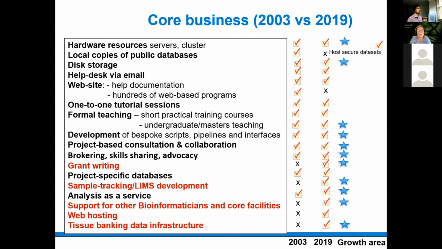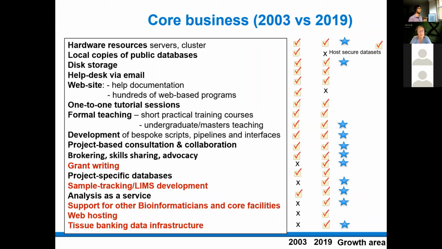Keeping very large copies of public databases, not so much, they're just too big. But subsets, yes, and hosting secure data sets, yes. But mostly these were growth areas. The facilities that I was working with in 2019 were often running services that simply didn't exist in 2003. So I've starred what I saw as the growth areas, but in particular things like grant writing. In 2003, we weren't really directly involved in writing grants. By 2019, this was a very large part of what we were doing, also holding grants and writing our own.